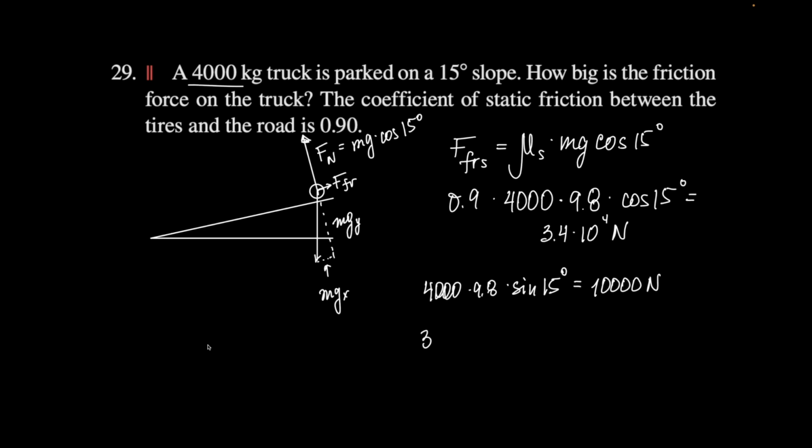So see how we went from 34,000. That is the correct answer. Coefficient of static friction allows you to find the maximum static friction. So this is the number that represents the maximum available static friction.